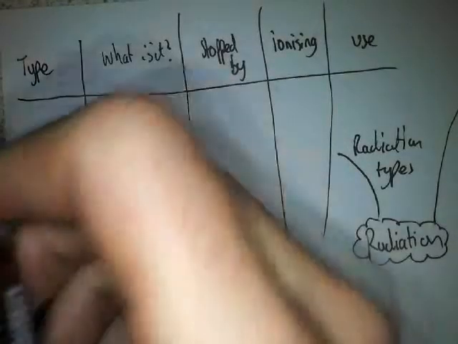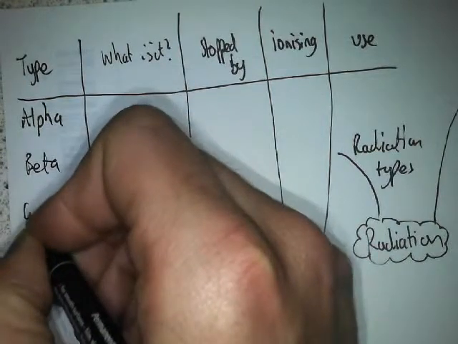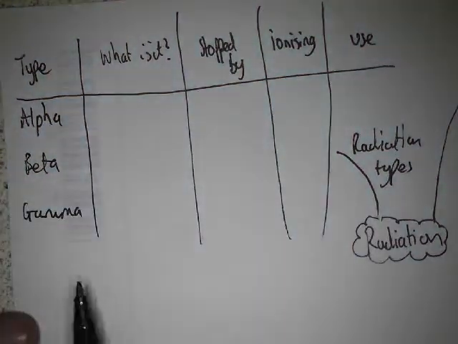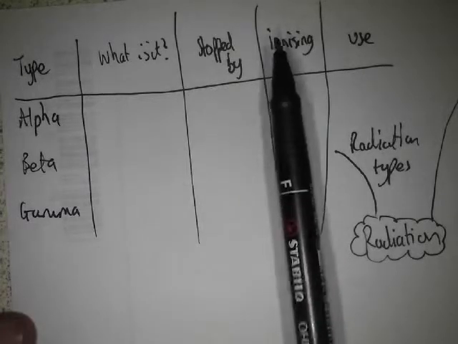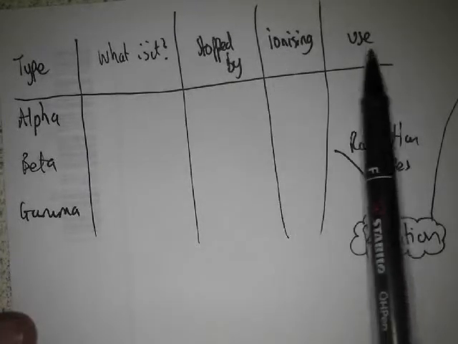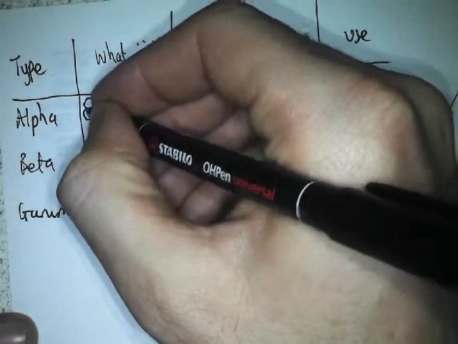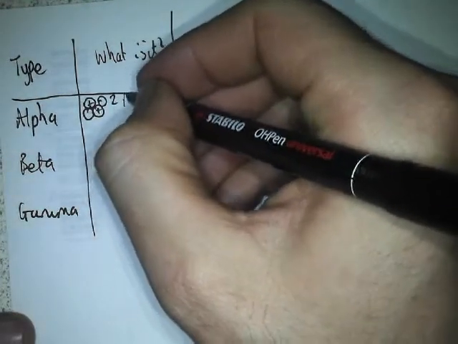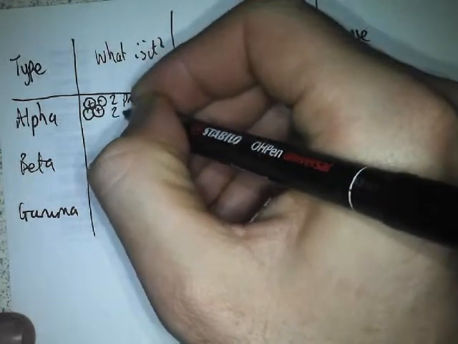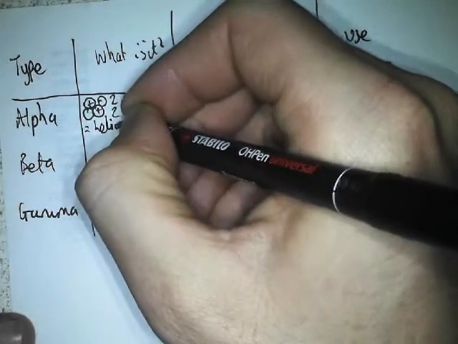So, different types. First up, alpha. Next up, beta. Lastly, gamma. These are the 3 types of radiation. So for each type, you need to know what they are, what you can use to stop them, how they are ionizing, we'll come to that in a second, and what they're used for in real life. So what is it? Alpha is 2 protons and 2 neutrons. Now that is the equivalent of a helium nucleus.